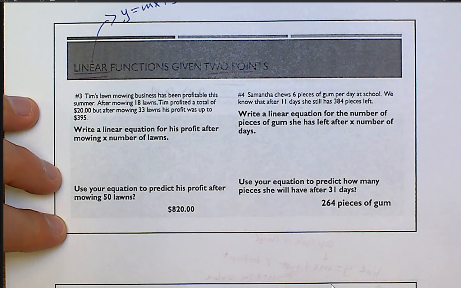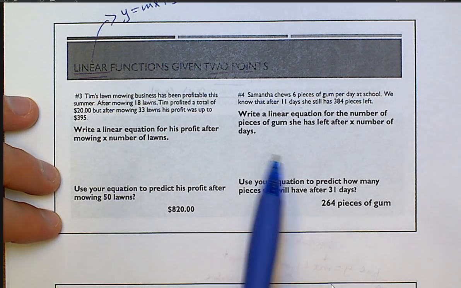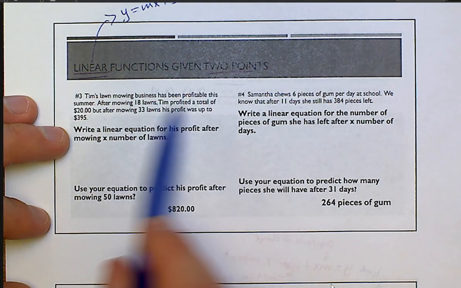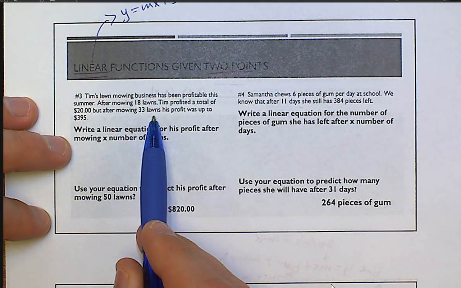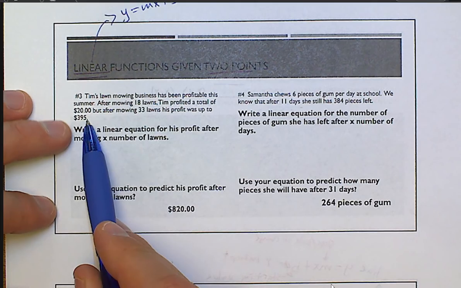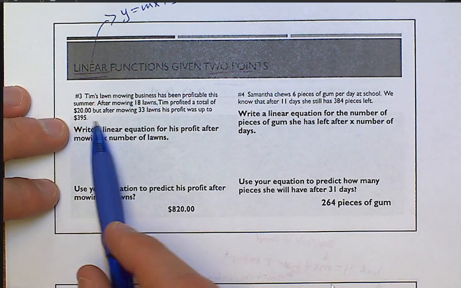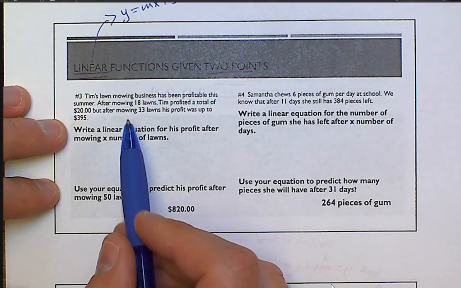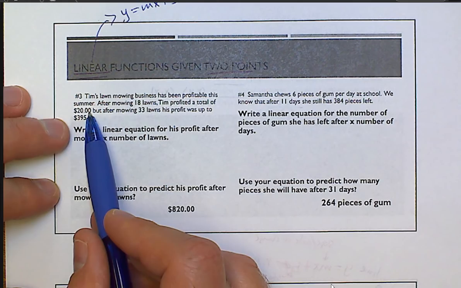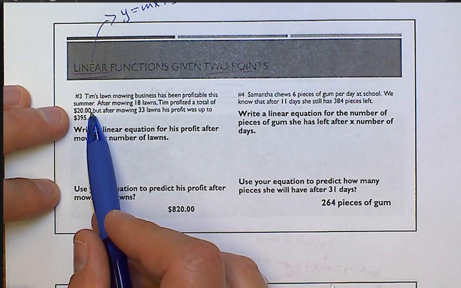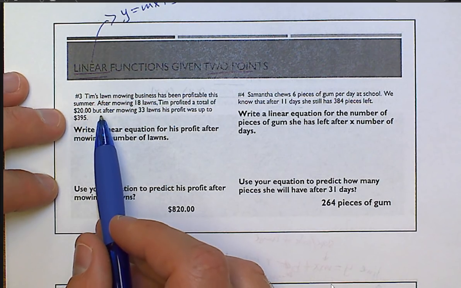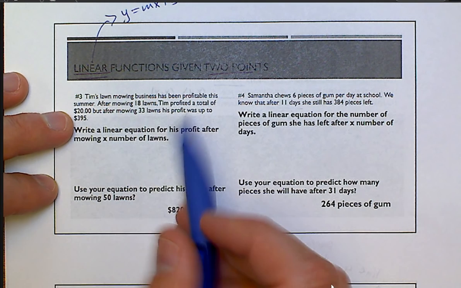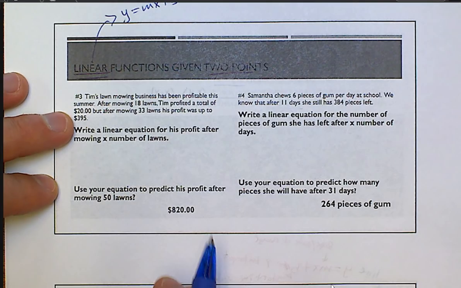So Timmy's got a lawn mowing business, and it's been profitable this summer. After mowing 18 lawns, Tim profited a total of $20. But after mowing 30 lawns, his profit was up to $395. That seems kind of odd. Why would there be such a difference in the amount of money? Well, one of the reasons could be he had some expenditures at the beginning. Maybe he had to buy new equipment, gas, a weed whacker, and maybe a new riding lawnmower. And so he didn't make that much money after the first 18 lawns because he was recouping some of the money that he spent for supplies. Very similar to question number 1.